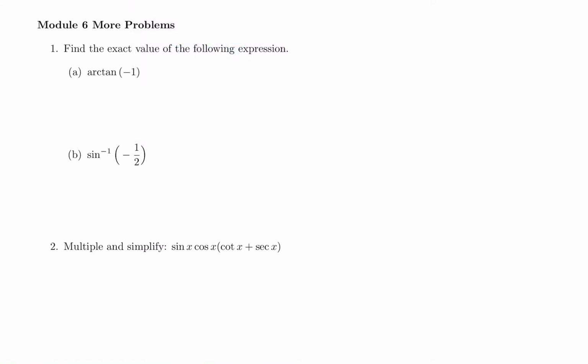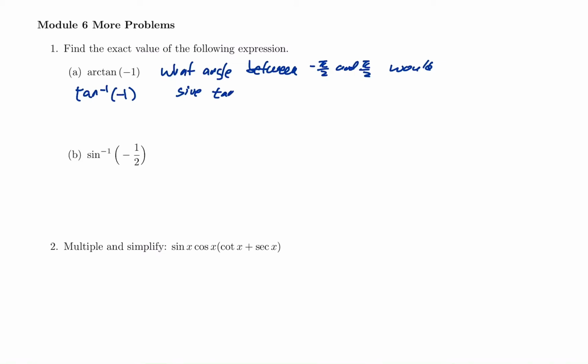It's arctangent. Remember, arctangent is the same thing as tangent inverse, so these two have the same meaning. So this is asking what angle between negative pi over 2 and positive pi over 2 would give a tangent of that angle equal to negative 1. And there's only one angle. For inverse trig functions, this should give us only one angle, because arctangent is a function, so one input should only give us one output.